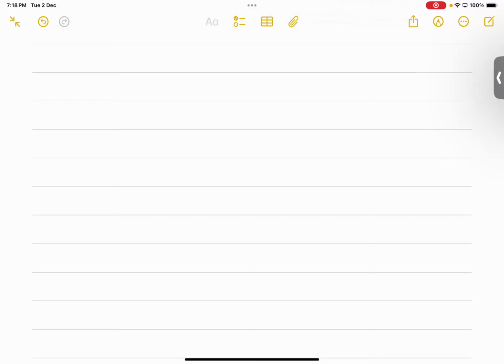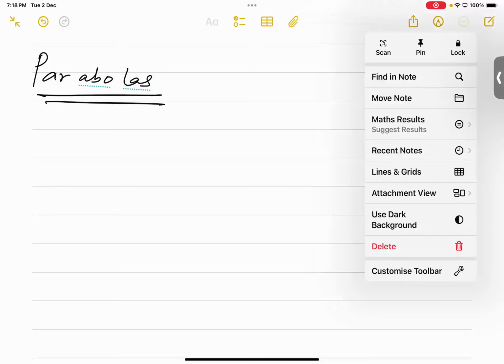Okay, so we are starting with application of definite integrals, lecture number 2, and these are specifically to parabolas. Okay, a parabola is nothing but a curve. There are two types of parabolas.